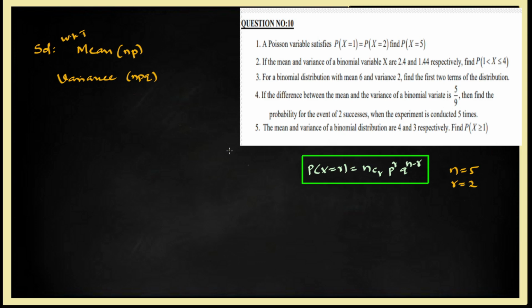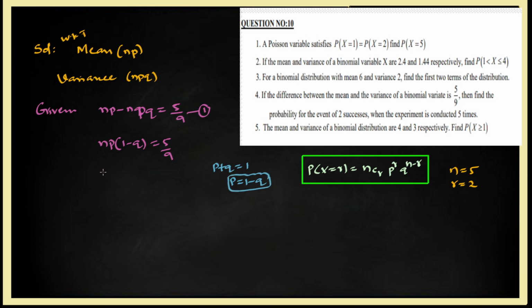From the given information we have to find p and q. We know that the mean is np and the variance is npq. The given difference between mean and variance is np minus npq equals 5/9. Consider this equation 1. We can take np common, so 1 minus q remains, equal to 5/9. We know that p plus q is 1, so we can write p equals 1 minus q. So in place of 1 minus q we can write p, and np times p equals 5/9.